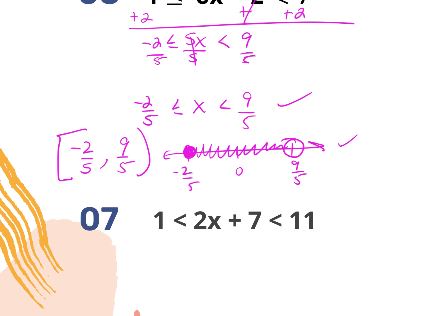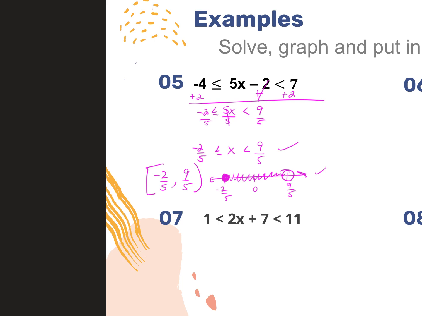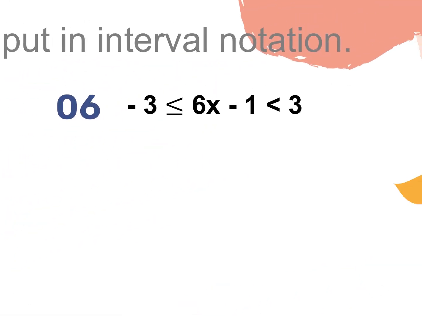So you're going to have a stopping and a starting. You're not going to have negative or positive infinity. Why do you put the parenthesis on the 9/5 and not the negative 2/5? Because this is open. It doesn't have the or equal to. And this one is closed because it has the or equal to. Good question. All right, let's look at number 6.